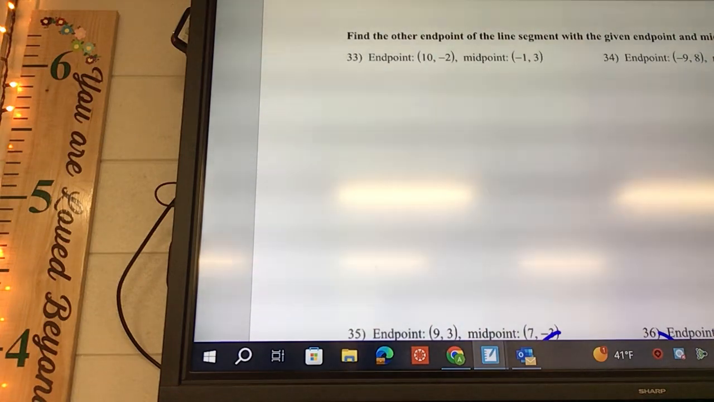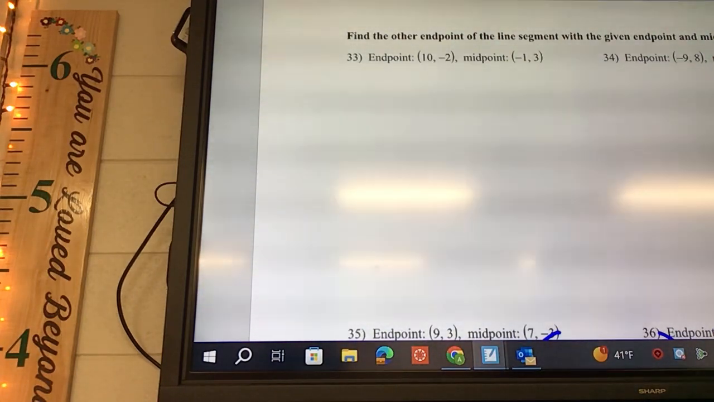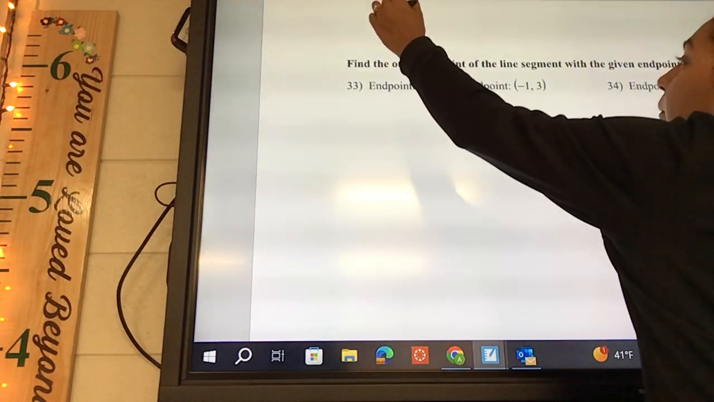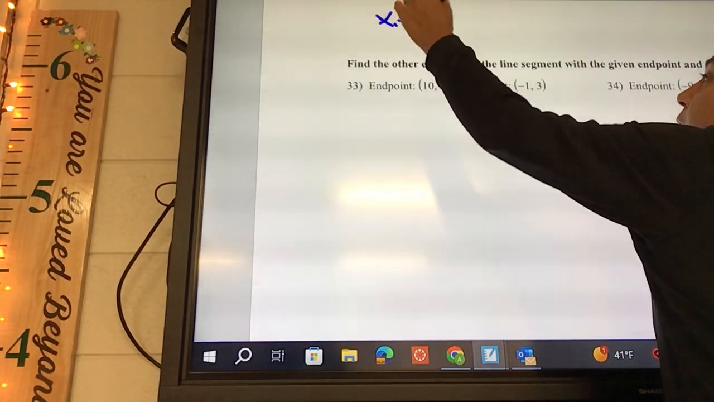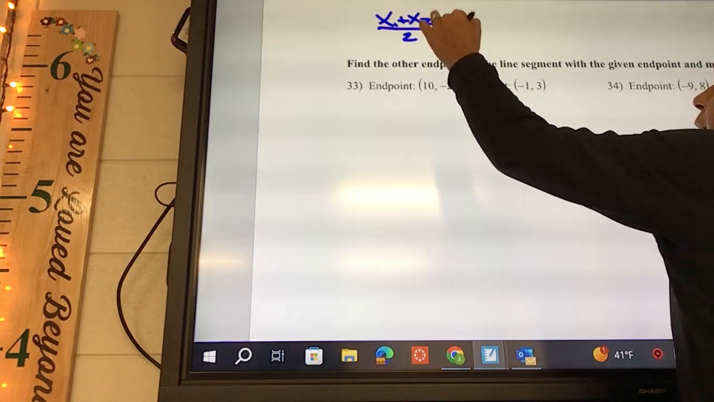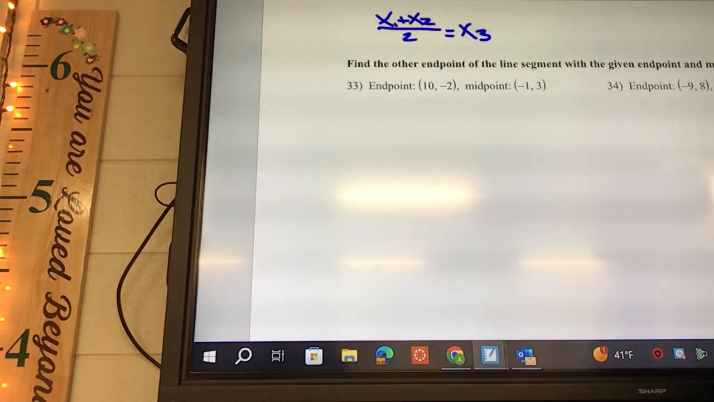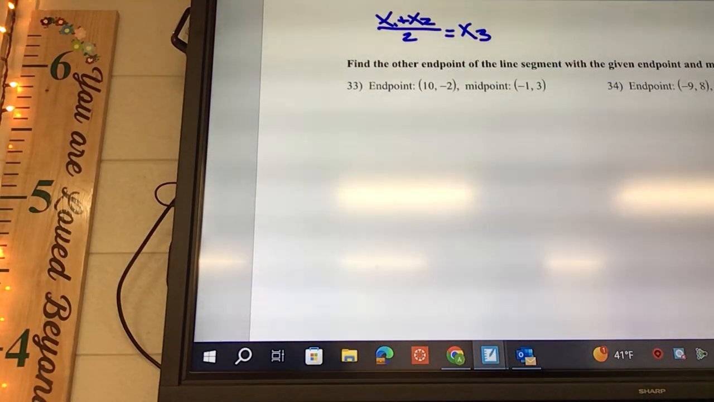What's the key word in this one? Endpoint. Okay, so what's the formula for this one? X1 plus X2 over 2 equals X3. Good. So it's the same as the other one, except we're going to add an x3. This is the one with the x3. So we can go ahead and label these.